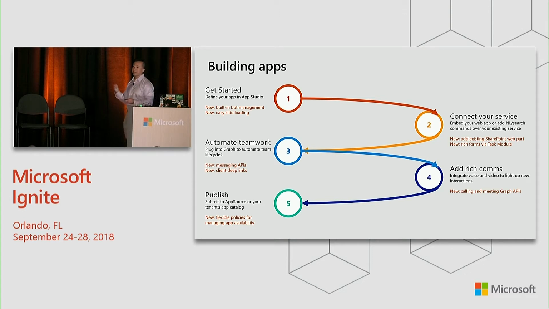The second is connecting your service. We're going to be talking about how you can take an existing web application, an existing bot, even your SharePoint investments, and bring those into your Teams app as well. Thirdly, we're going to be talking about how you can take the app you've built and use it to automate teamwork.